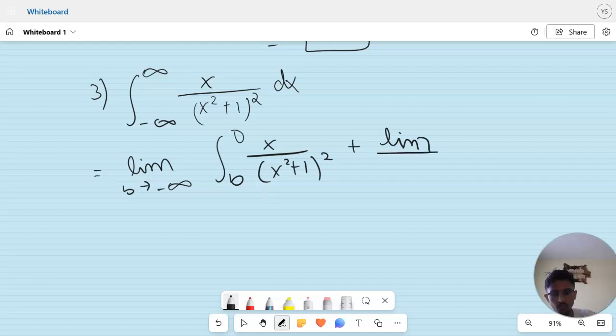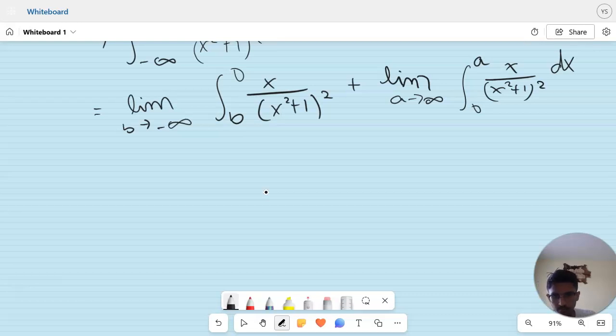And now we're going to add the limit as a goes to infinity, from 0 to a, x over x squared plus 1 squared dx.